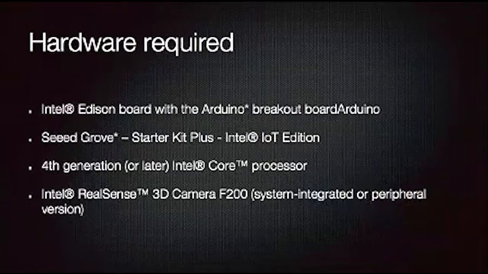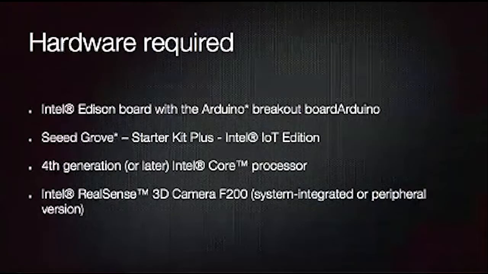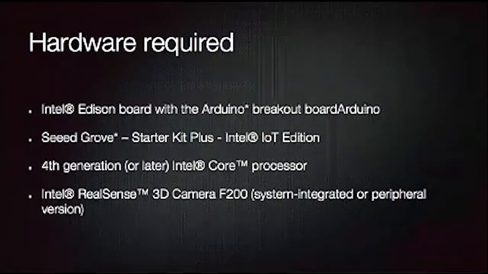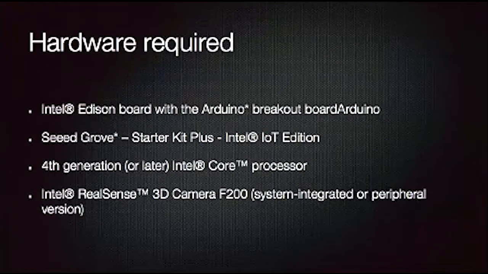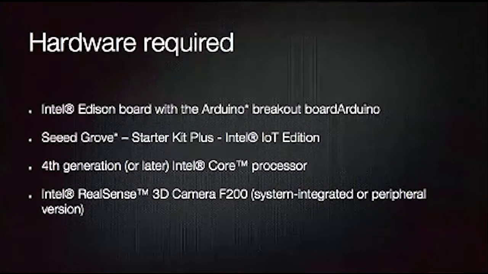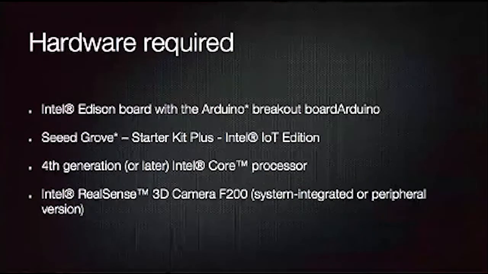Now let's go through what hardware is required. It's pretty simple. It's just the Intel Edison board with the Arduino breakout board, using the Seeed Grove. Grace has talked a lot about the actual IoT kit, and the Grove kit is part of it. We need a fourth generation Haswell or later Intel Core, to run the actual RealSense demo, and the F200 camera, and that's all you really need to get this running.